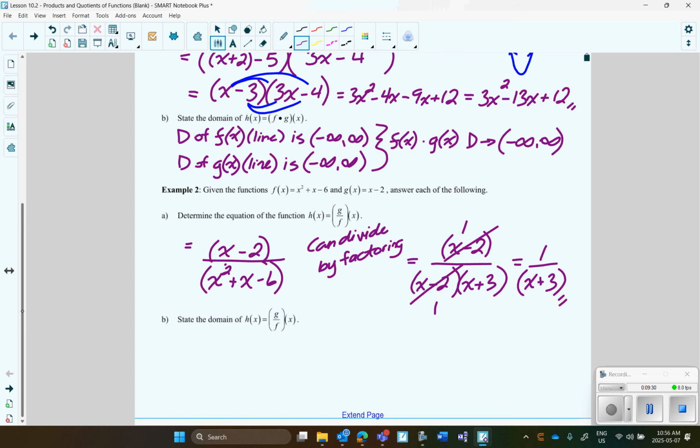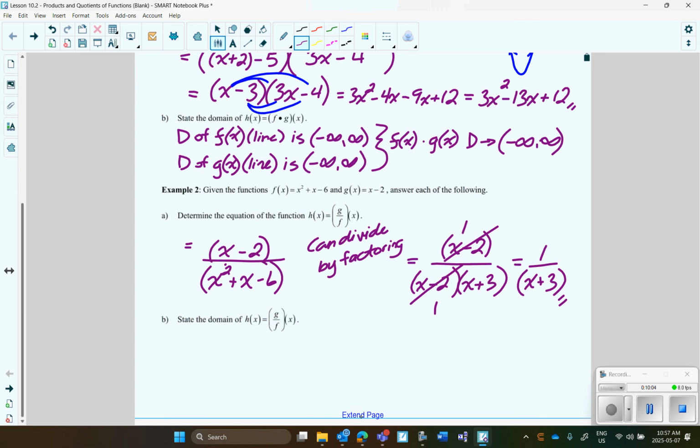So before I cancel this, what value of x would make this 0? 2. And if this is 0, doesn't matter what this is, 0 times this is 0, and I can't divide by 0, can I? So 2 can't be part of my domain. What value of x would make this 0? That can't be part of my domain. So it's everything, because this is everything and this is everything, except because it's in fraction form, it can't be these two domain values.